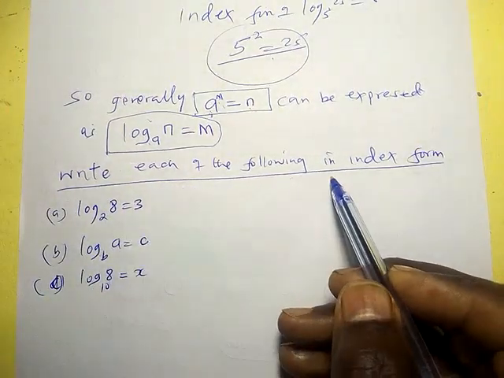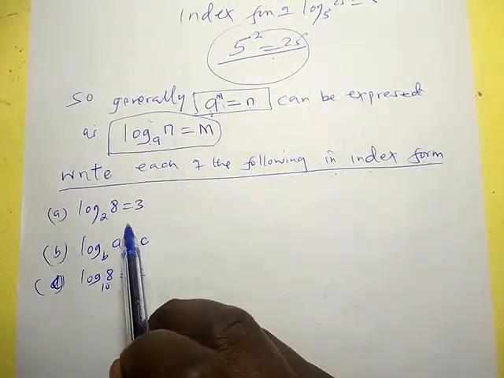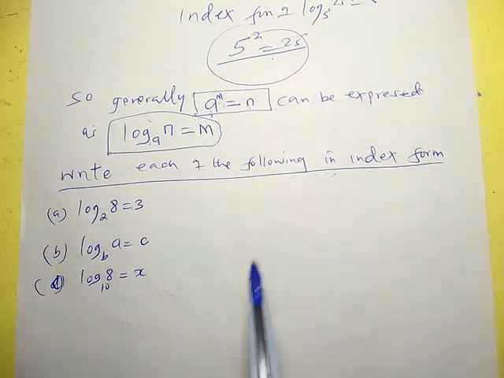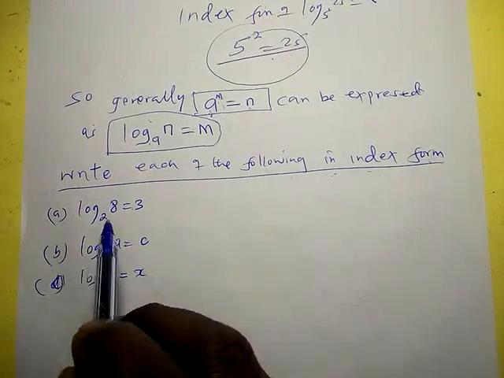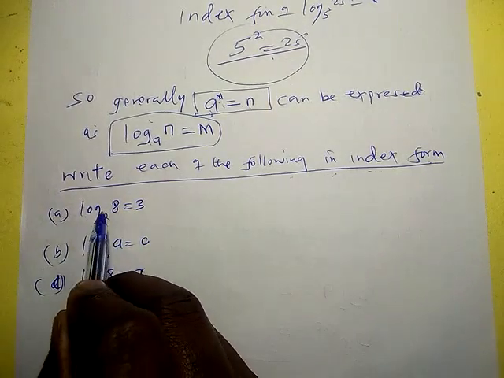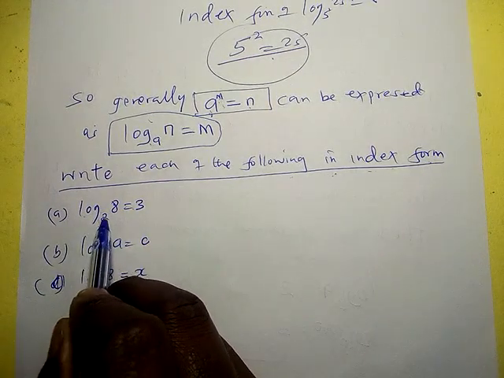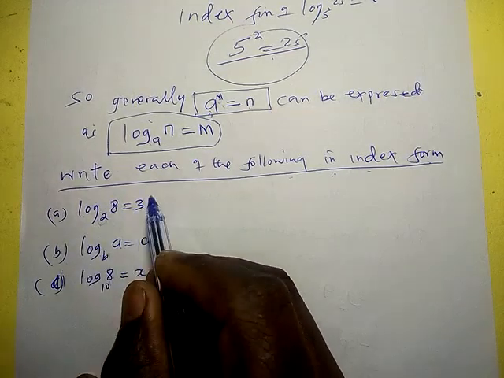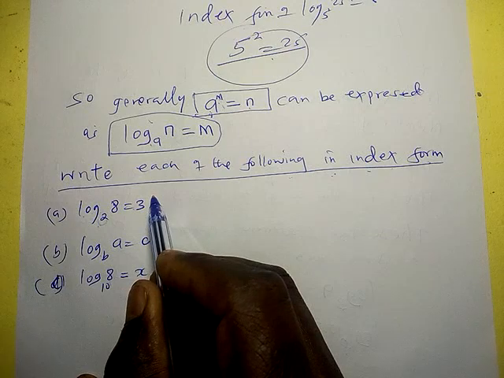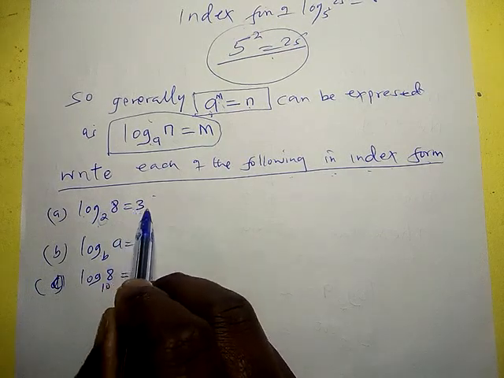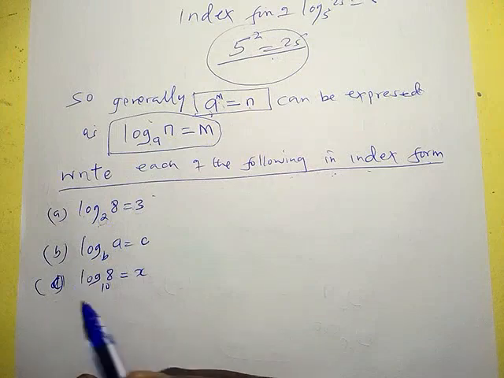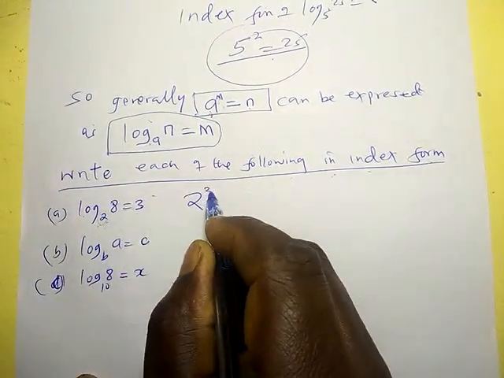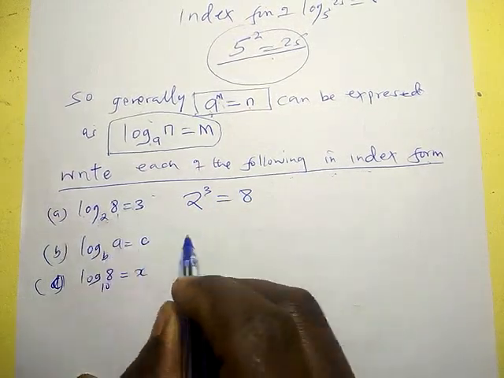Write each of the following in index form. So we have it in a logarithmic form, and we want to write it in index form. I want you to understand that in this log, the number below the log is the base. This number here is the base. The answer, after the equal to, is the power. I have explained up there. Therefore, in this one, the base is 2, the power is 3, the answer is 8.